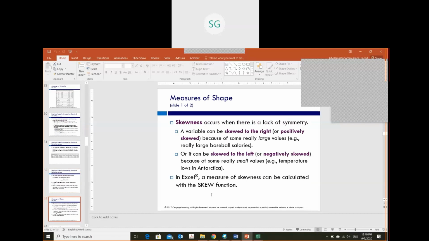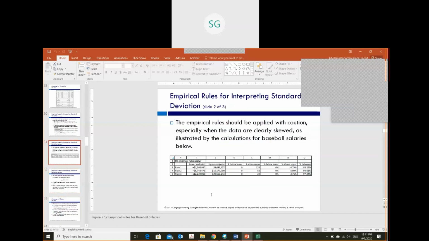Skewness occurs when there is a lack of symmetry. When our distribution or our diagram is not symmetric, we say that it is skewed. It can be either skewed to the right, like what we just saw with our distribution, or it can be skewed to the left, negatively skewed. Okay. So because of this skewness, there is a big difference between mean and median.